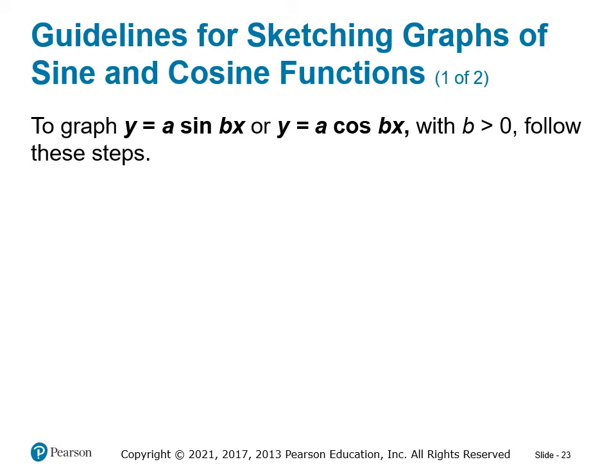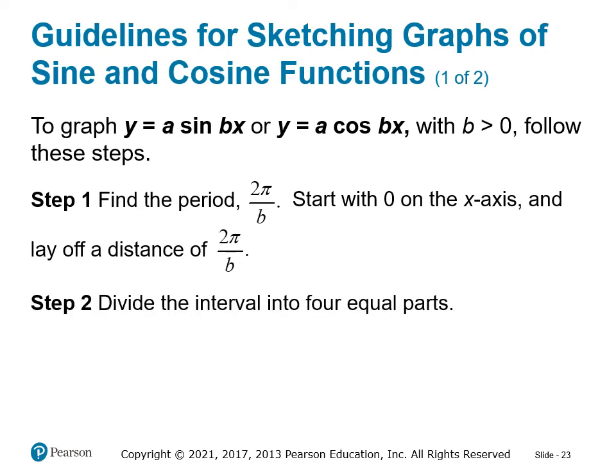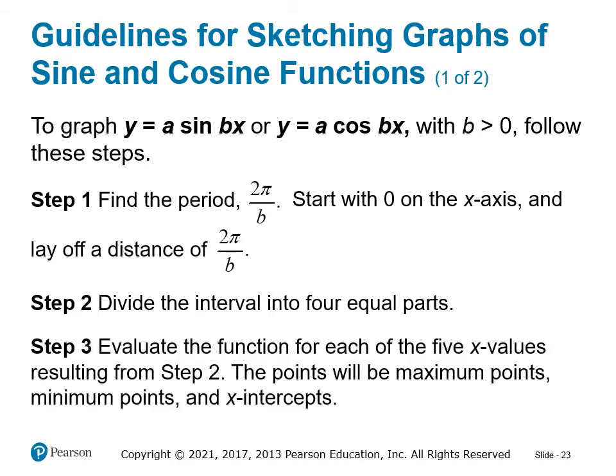Now what happens if we have multipliers outside and inside? This is where the table can really help. Okay? We're going to follow those same steps. We're going to first find the period by dividing 2 pi by b. We're going to divide that new period interval into 4 equal parts, remember, by multiplying that new period by 1/4, 1/2, and 3/4. That gives us 4 equal parts. We're going to evaluate that function for each of those 5 values, the endpoints and those 3 points we came up with. Remember, all of these points will be either 1, 0, or -1.